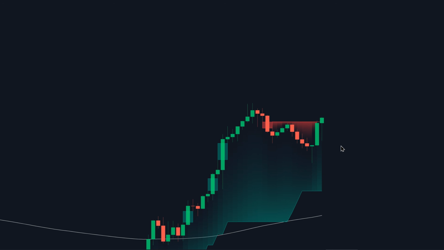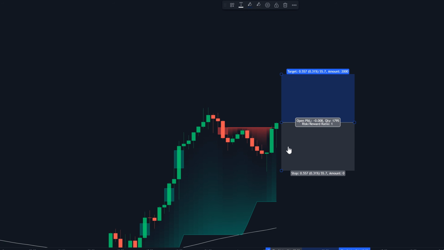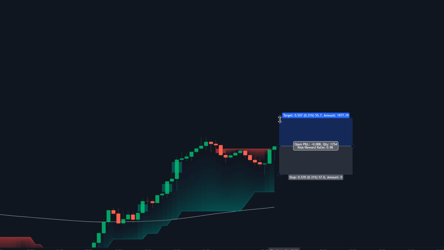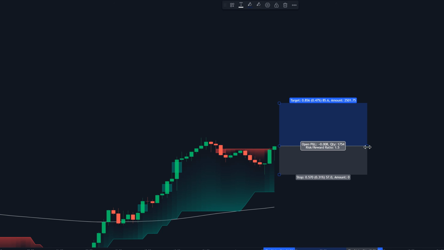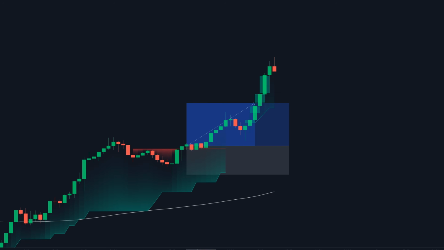Now, after we have the pullback, we need a candle to break and close above this red cloud, like this, to confirm the end of the pullback. Because of that, we're going to enter a long position here. The stop loss is going to go under the most recent swing low. For the take profit, well, we're going to target a risk-reward ratio of 1 to 1.5. If we let this trade run, you can actually see that it was profitable.